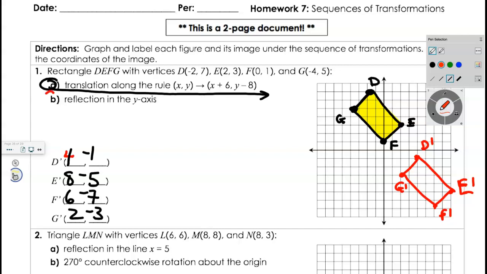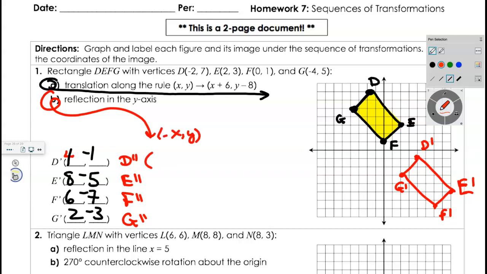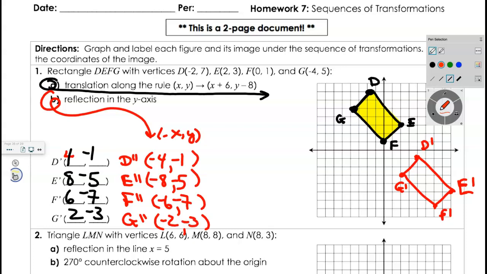And then Carson, what does it say reflecting over the y-axis? What does it say I'm going to have to do with my coordinates? Maybe you have it memorized. Okay. So she's saying her note card says she's supposed to do the opposite of x's and keep all the y's. So let's go do that. Just mathematically flip it here. Opposite of x, keep the y. Back over here.